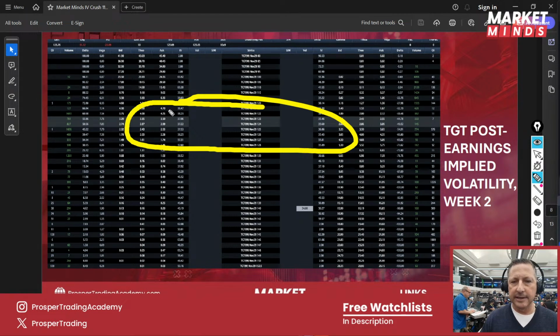And it's consistent. And again, it does not matter what the move is, even if it is a surprise move, bigger than expected move, smaller than expected move, it does not matter. Once that news is out, that crush is going to happen. Does everybody see that?